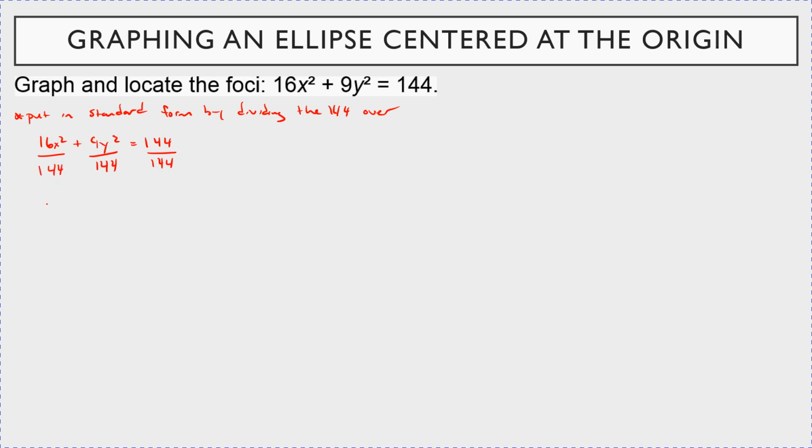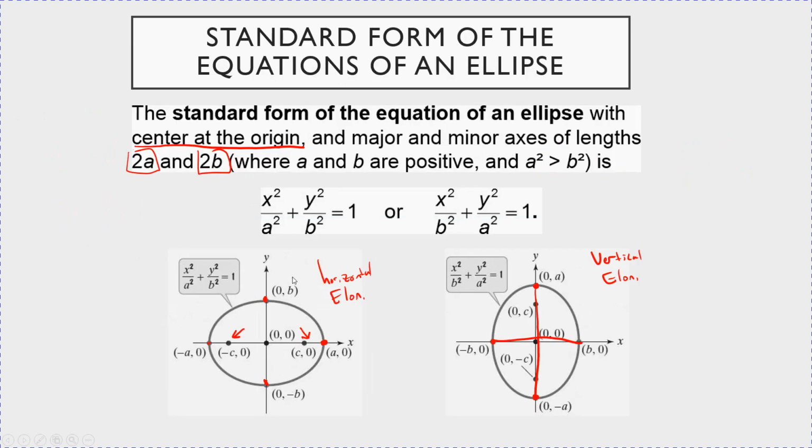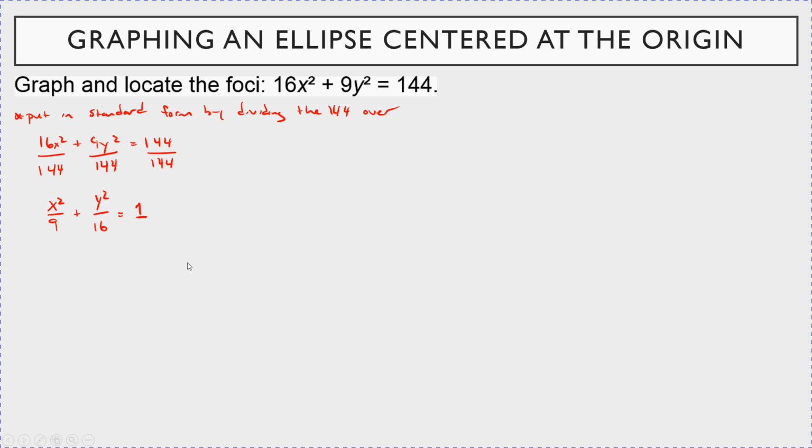16 goes into 144 9 times, so this is x squared over 9. Here this goes in 16 times, right? It's just the flip, is equal to 1. Now notice here, 9 and 16 are perfect squares. Notice here it's a squared over b squared. So let me write that in that form. So this is x squared over 3 squared plus y squared over 4 squared.